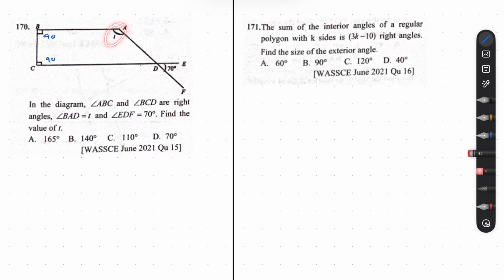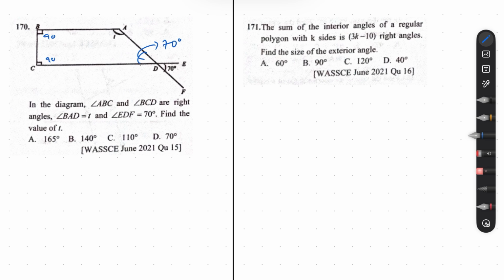Now how do we find the value of T? We can find the value of T by finding the sum of the interior angles of this diagram right here. Before we can find T, we need to also find this angle. But we know this angle simply to be 70, because these two angles are opposite angles. They are vertically opposite angles. So this angle here is also 70.